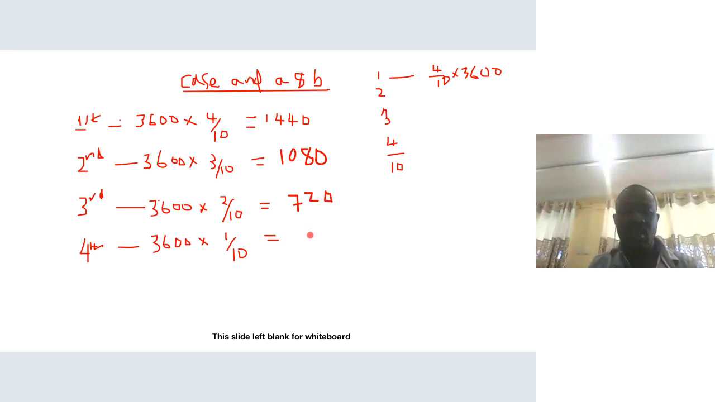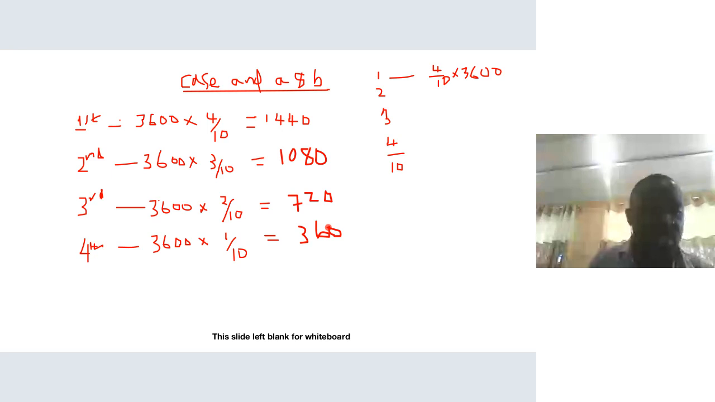Kelvin Masharia, we are in fourth year. So for the fourth year, that is 360, which is okay. So that is for Anyango Lodge, 1080, 720, 360, that is okay. This is for case A and B.